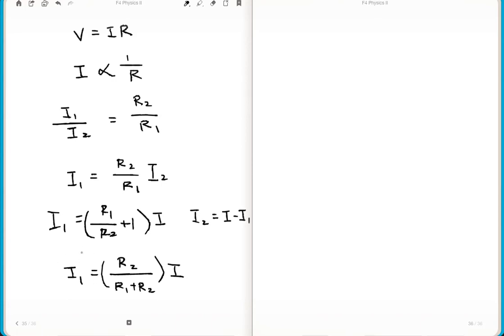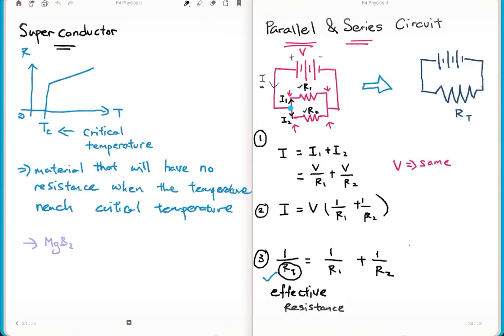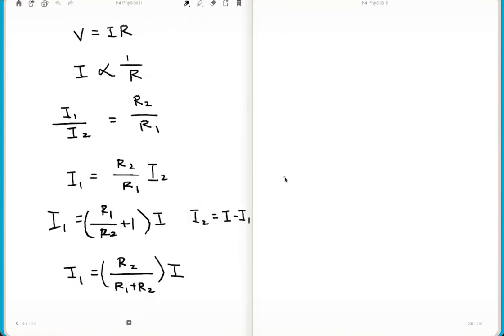So the moral of the story: if you want to find out what is this current I1 in some objective question, this is how you do it. You use the R2 value, the opposite value, because it's inversely proportional. Use R2 over the sum of the resistances, and you times it with the total input current. Right? So this is for the parallel circuit.